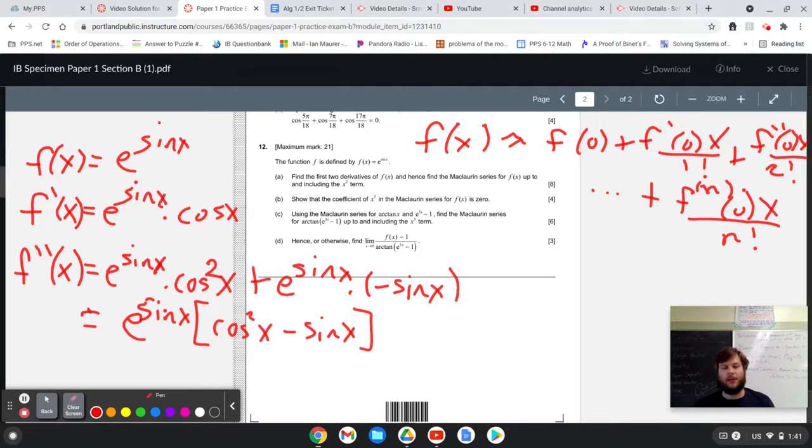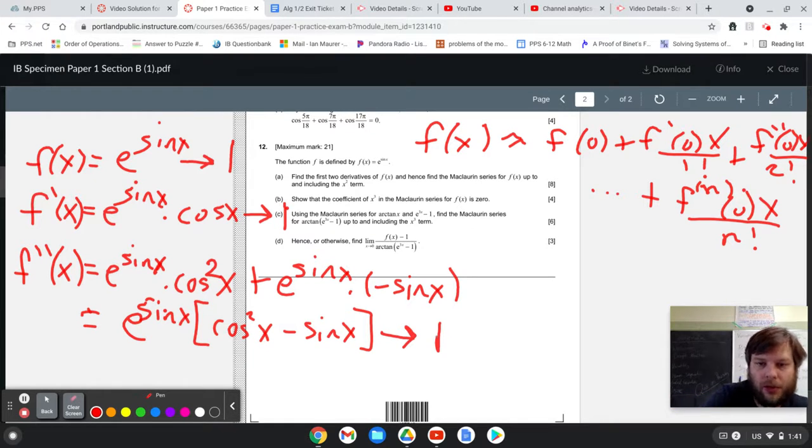So what do I need to do to find the Maclaurin series? I need to plug in 0 to each of these. Sine of 0 is 0, e to the 0 is 1. So that will pop out to be 1. Same idea, this one comes out to be 1 times 1 because cosine of 0 is 1. What does this end up being? I believe it's again 1 because we have e to the 0 and 1 minus 0.